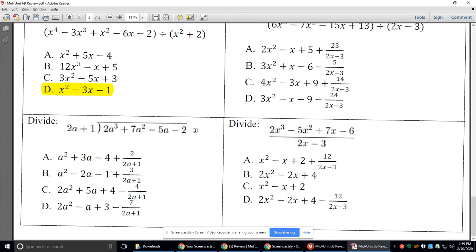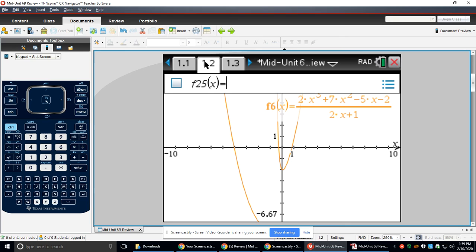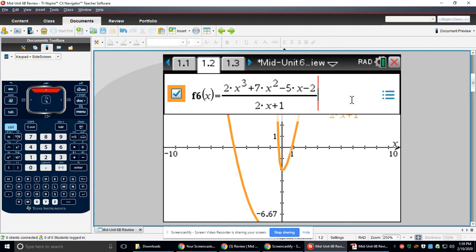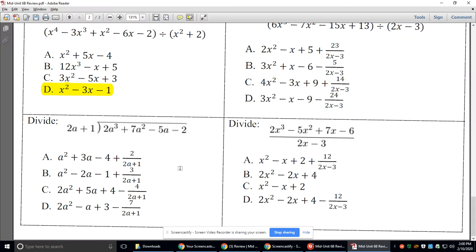Change those to X's. Anytime the letter is not X, change it to an X and then graph it. So here I have it graphed. I need to scroll all the way up to F6. So here's the original graph. Okay, again, use parentheses here and you use parentheses there. And then when you press enter, it'll make it into a fraction.